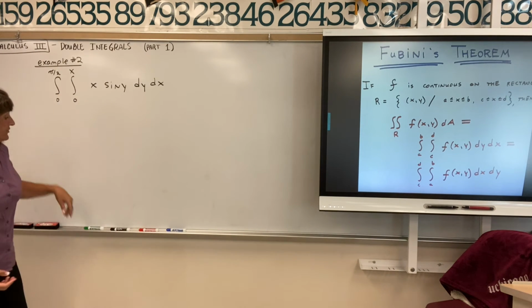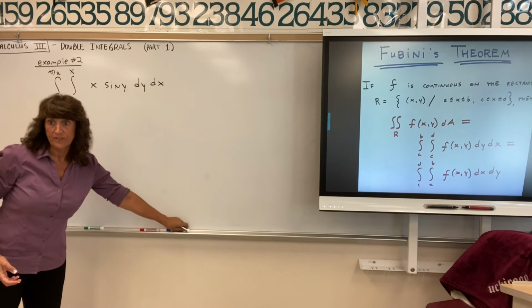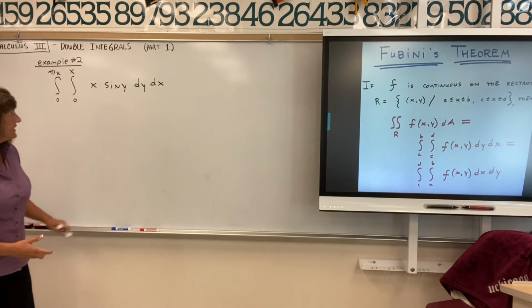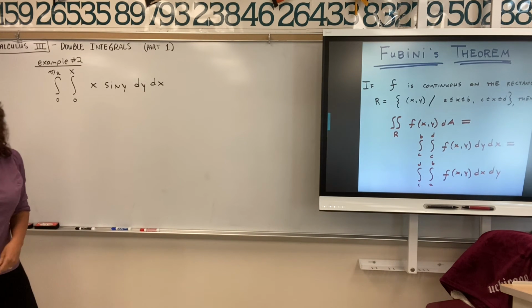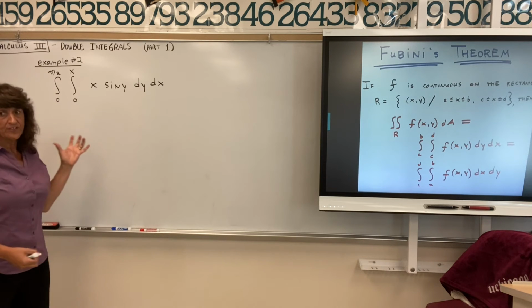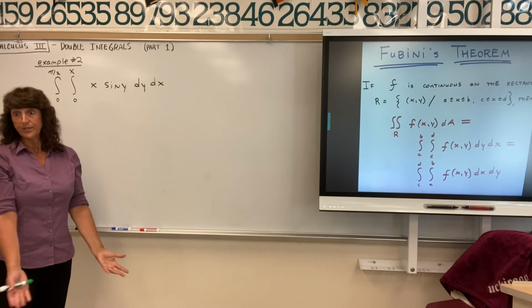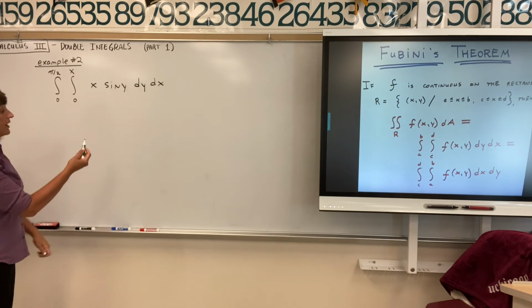You have variable bounds on the inside, but it's set up for you, so all you have to do is just go through and handle the computation of it, okay? Outside bounds are constants. Your final answer is going to be a number. We'll see if we can get to that.